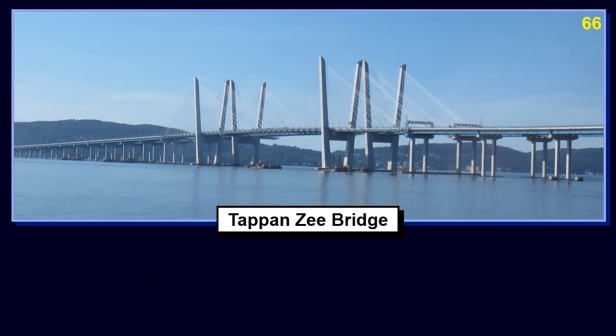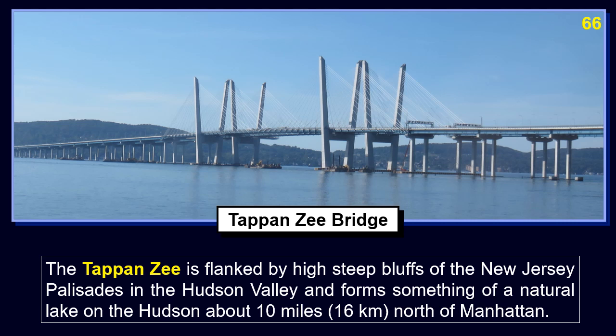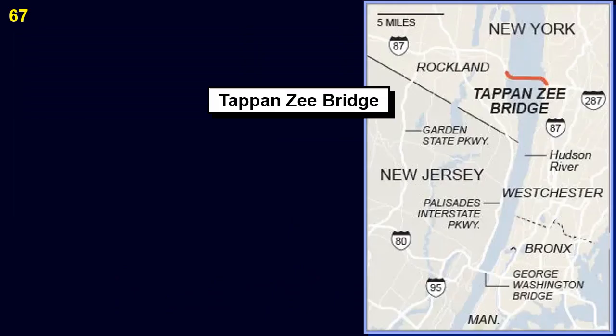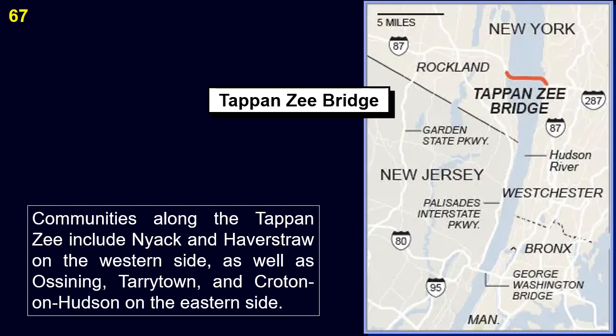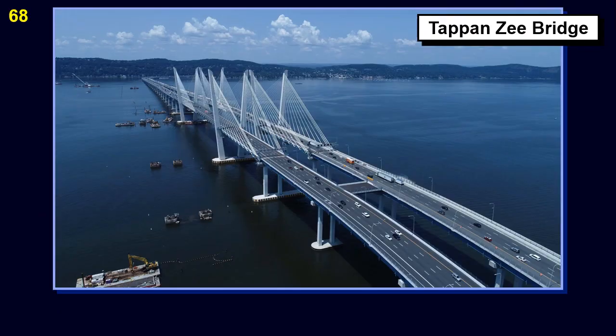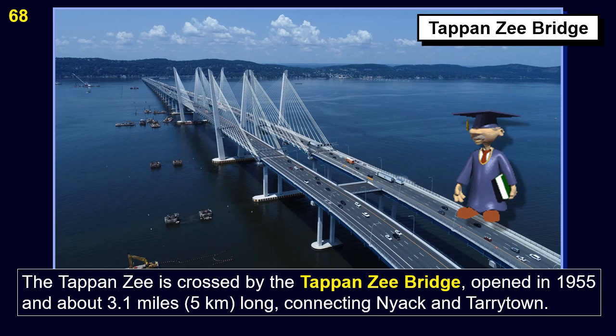The Tappan Zee is flanked by high steep bluffs of the New Jersey Palisades in the Hudson Valley and forms something of a natural lake on the Hudson about 10 miles, 16 kilometers, north of Manhattan. Communities along the Tappan Zee include Nyack and Haverstraw on the western side, as well as Ossining, Tarrytown, and Croton-on-Hudson on the eastern side. The Tappan Zee is crossed by the Tappan Zee Bridge, opened in 1955, and about 3.1 miles, 5 kilometers, long, connecting Nyack and Tarrytown.